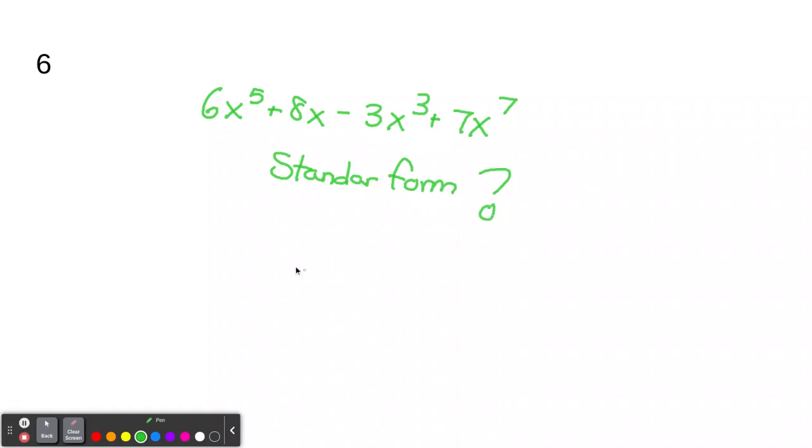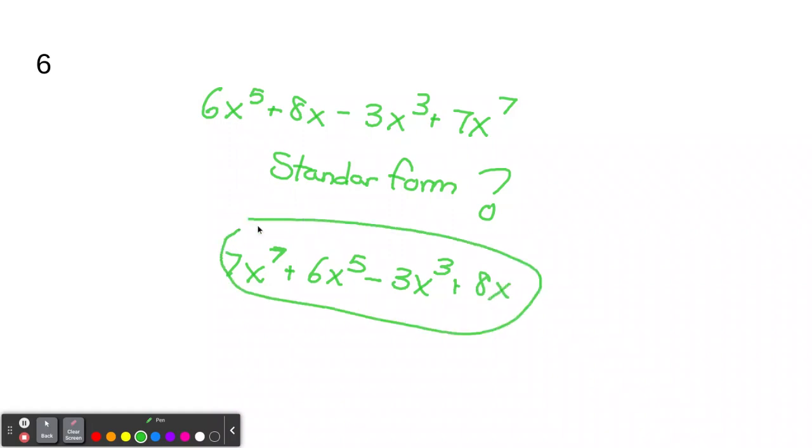So remember, standard form just means that you're putting them in descending order, the variables and the exponents. Just the exponents. So we should start with 7x to the 7th because that's the highest exponent right there. The next highest is 6x to the 5th. So we'll say plus 6x to the 5th, right, because there's no negative sign there. And then we'll have minus 3x to the 3rd, and then plus 8x. So that'll be in standard form. So again, standard form is where the exponents will descend, not ascend, descend.